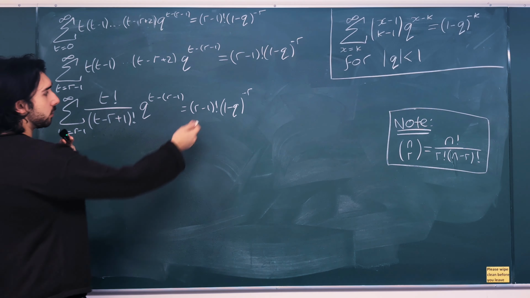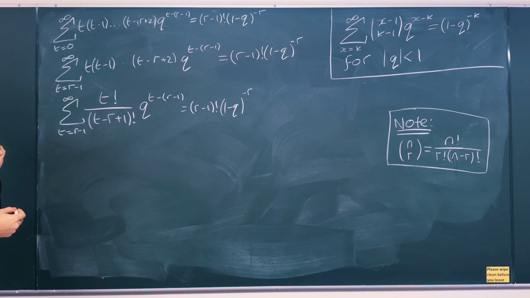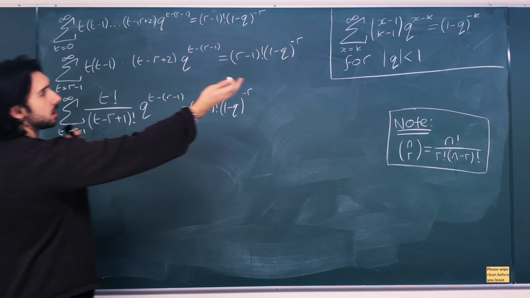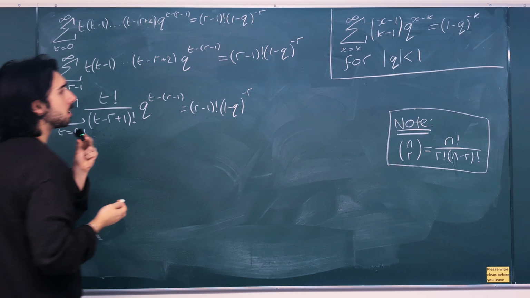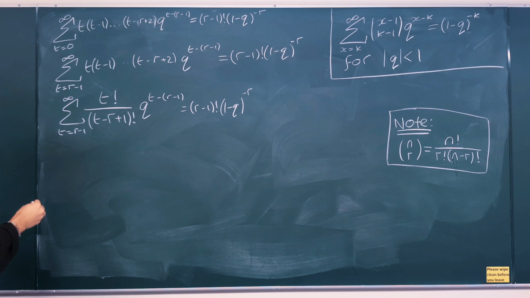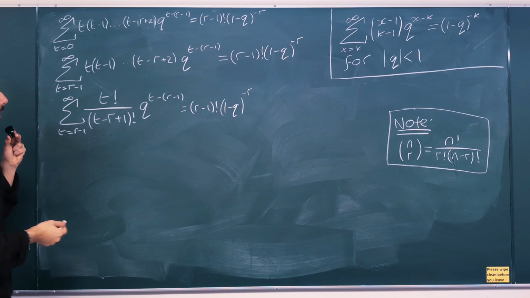Now what we can do is divide both sides by r minus 1 factorial, because in the result, 1 minus q to the minus r is all on its own, and there's an r minus 1 factorial there.